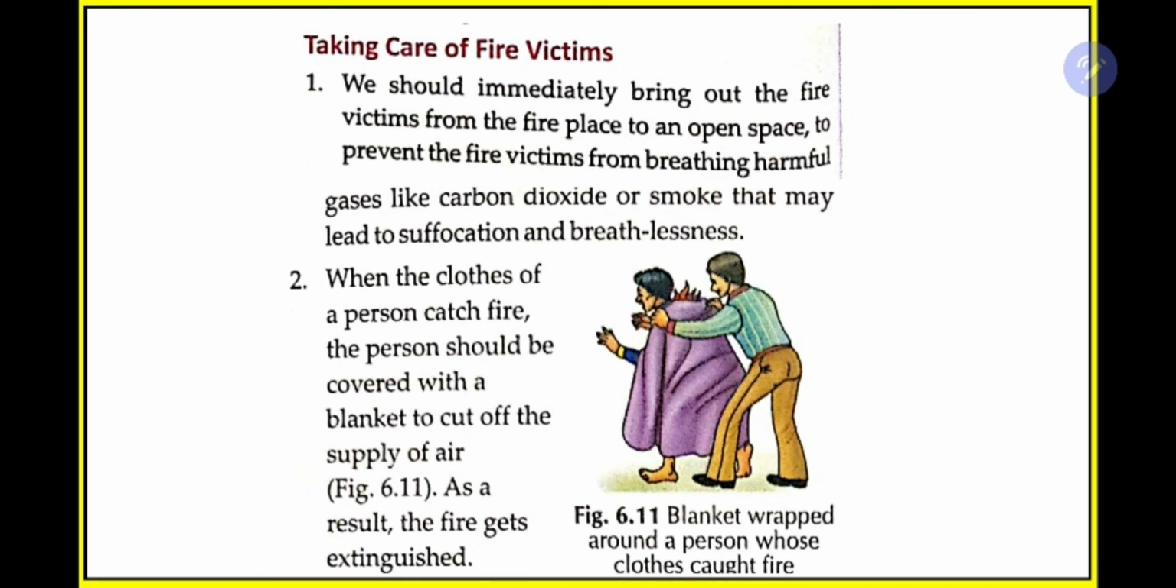So if the dress or the clothes of the person who was in the home catch fire, what we should do is cover the person with a blanket so that no air can pass and ultimately the fire gets stopped. See, this person is covering the dress of this victim with a blanket so that there is no supply of air. As a result, the fire gets extinguished.